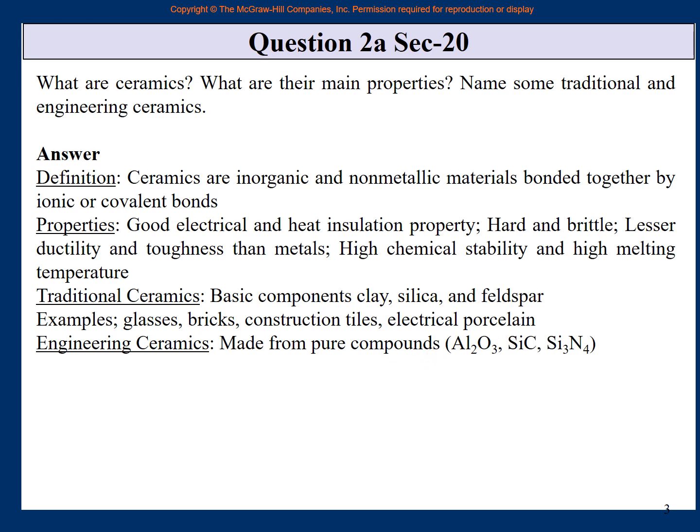So this was very basic, and I think everybody should be able to handle this easily, because at the end of the full course on material science, we can easily define what ceramics are, what their major properties are, and some of their major kinds.